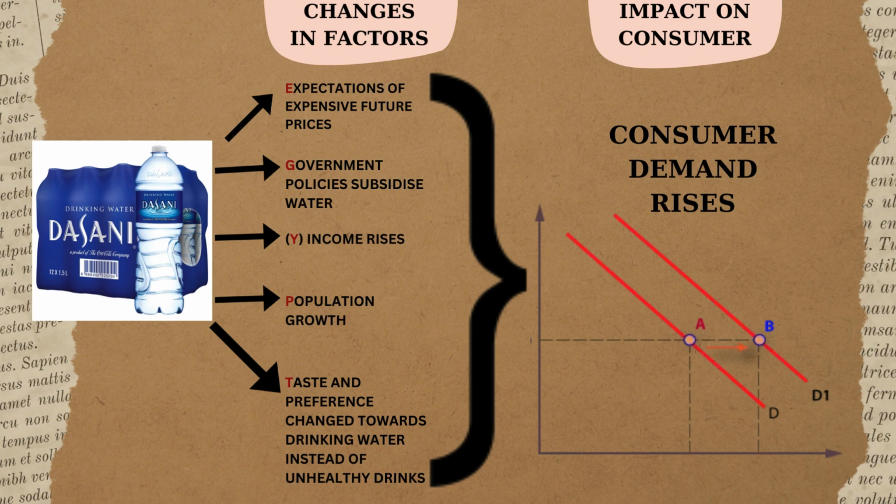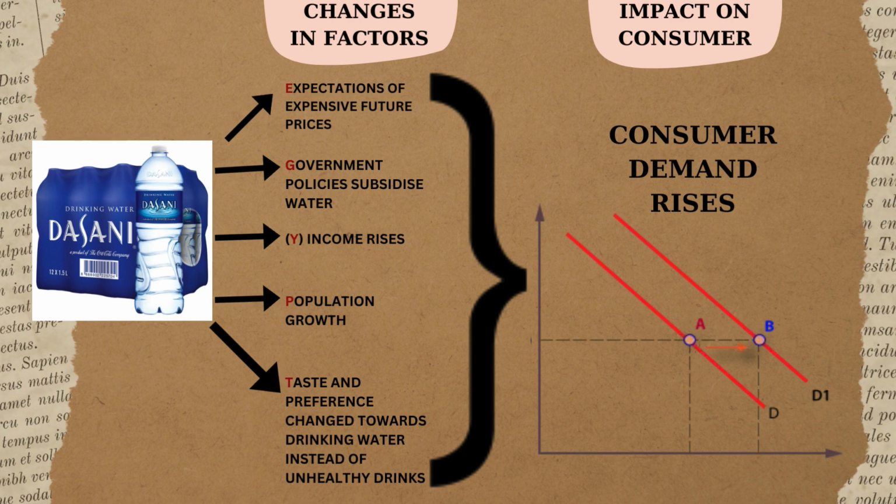And the third one, which is income: the income level rises. That means your affordability increases, and you increase the expenditure on buying cartons of water. Initially, you could have bought one carton of Dasani water per month. Now you're buying like two cartons, three cartons of water, because of the increase in income.